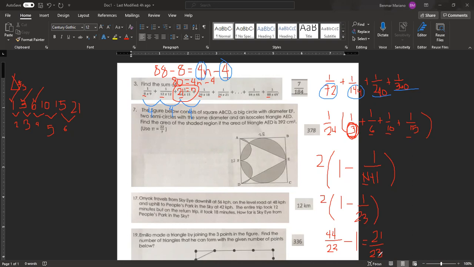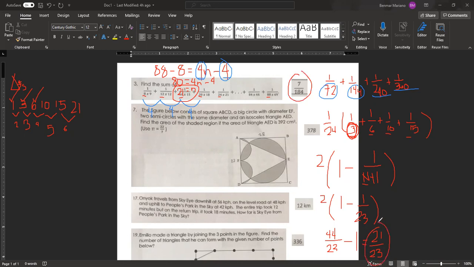The solution is really long, but definitely for the sake of this exam and for reviewing, I'm going to discuss it. Okay? Now, that's not yet the answer. What are we going to do? As you can see here, the answer is 7 over 184. So what are we going to do with 21 over 23?